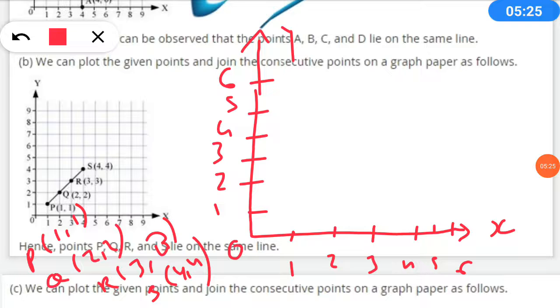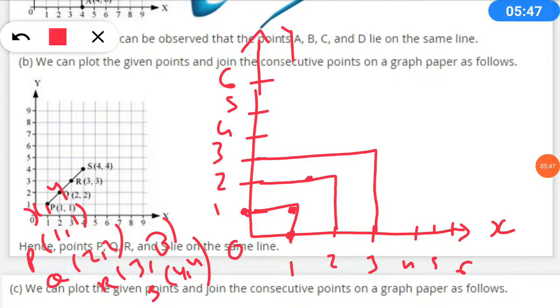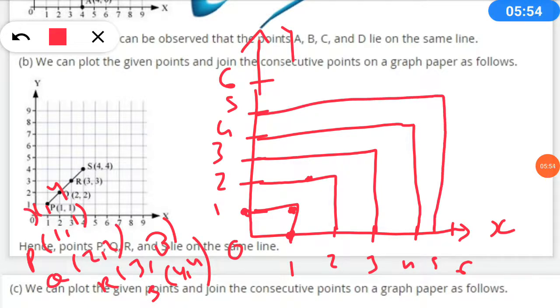Okay, so (1, 1) means the x-axis value will be 1 and the y-axis value is also 1. So 1 for the x-axis is this one and 1 for the y-axis will be this. So we are going to first put a point at (1, 1), then (2, 2) will be here, isn't it? It will be here like this. Then (3, 3) will be like this. Then (4, 4) will be marked like this. (5, 5) like this. Like this it goes on.